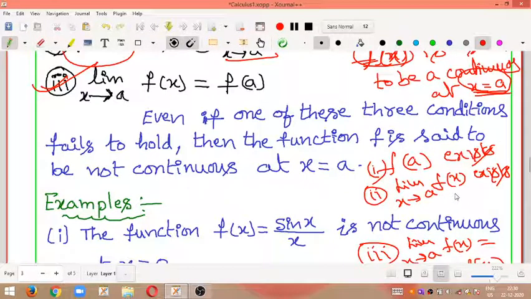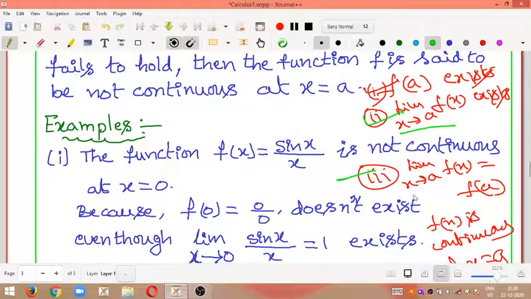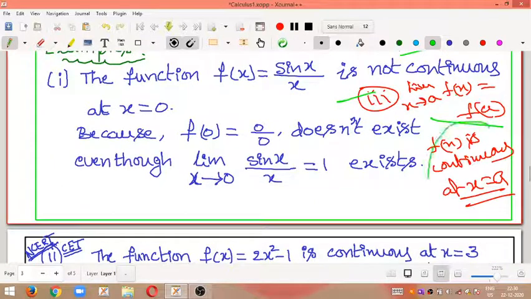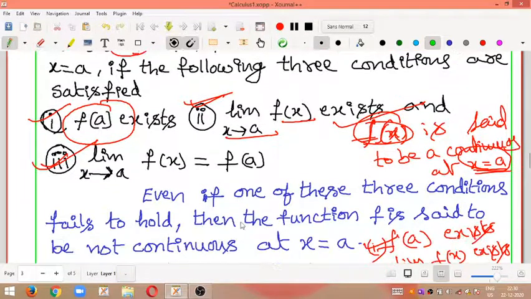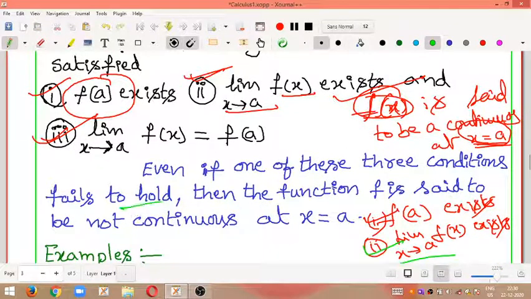When you say that the given function f of x is continuous at a point, it means f of a exists, as well as the limit as x tends to a of f of x exists, as well as the third one, the limit as x tends to a of f of x is equal to f of a. Then you say that f of x is continuous at x is equal to a. Even if one of these three conditions fails to hold, then the function f is said to be not continuous at x is equal to a.